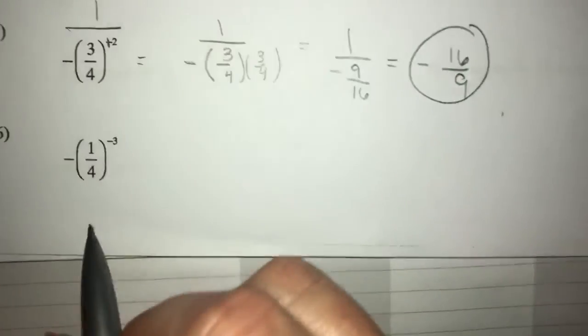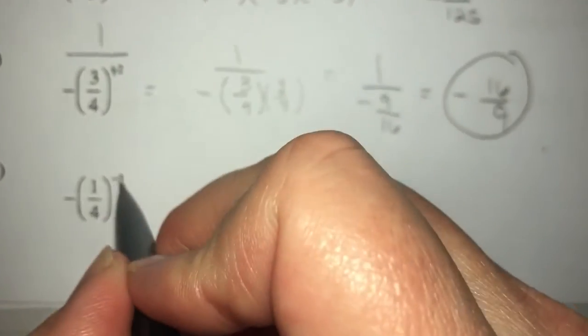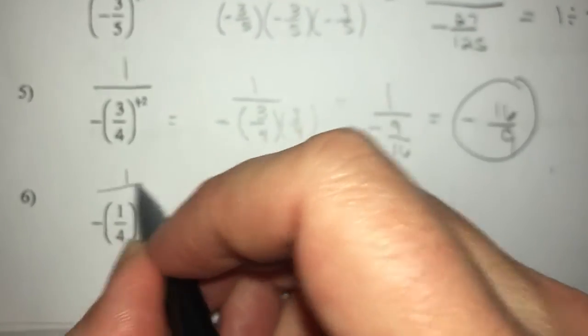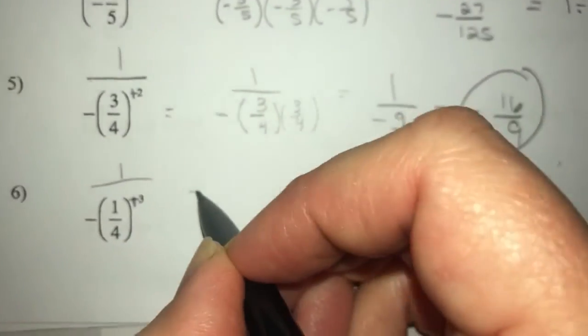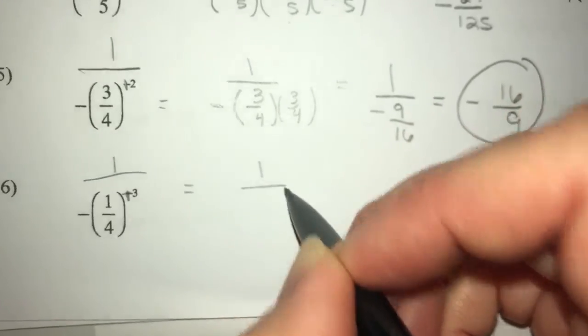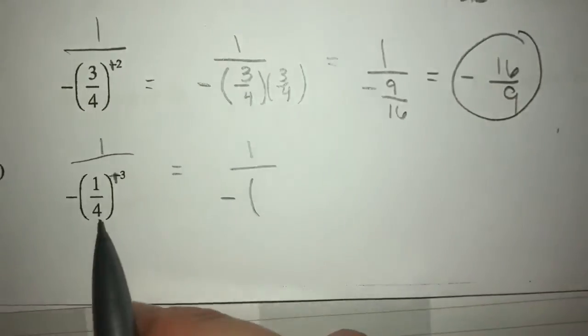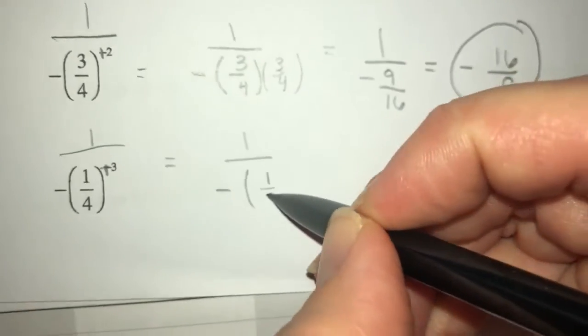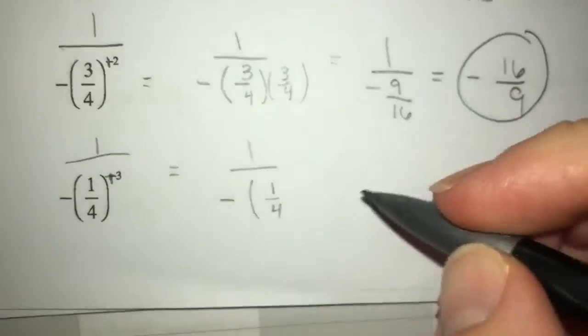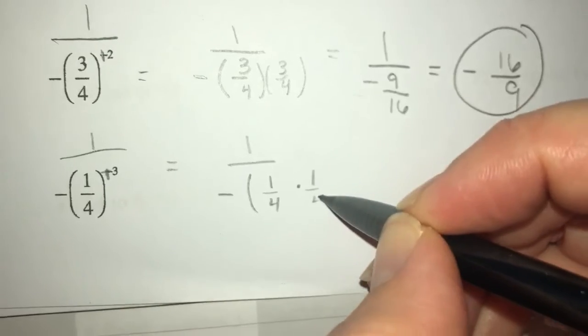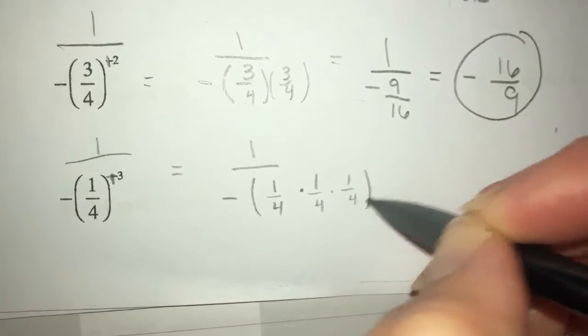Okay, let's try that one more time before we flip over to the back. I see a negative exponent, so we need to put a 1 on top. Putting a 1 on top changes that sign. And so what I really have is 1 divided by, negative is left on the outside, and now I have 1/4, the base 1/4, written 3 times. 1/4 times 1/4 times 1/4.